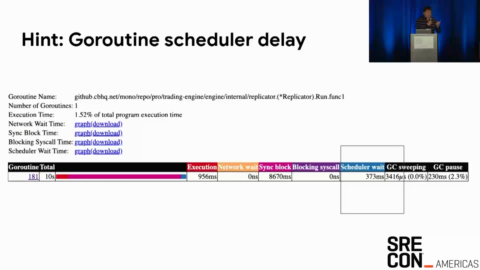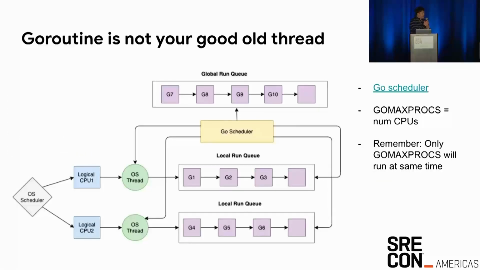So then the Golang profiler points you, in the corner, that you have a scheduler delay. What does that mean, right? So this is what we're going to go through a little bit in depth here. So basically, in Golang, you don't have threads, but you have Goroutines, right?